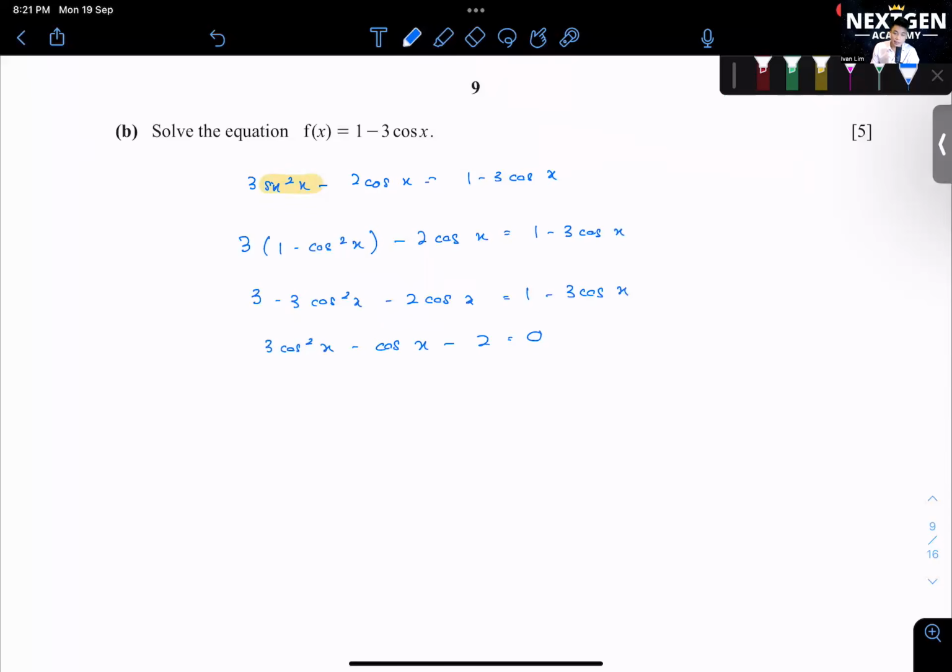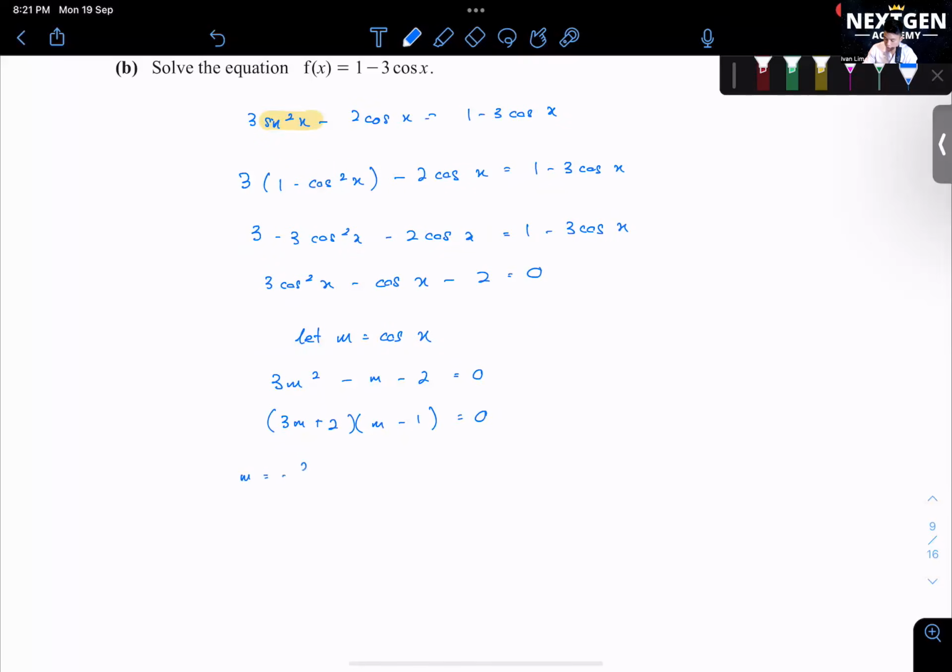All right, so we can use the let method to simplify how to actually solve it. Okay, you can follow this. Let m equals to cos x, so it's easier for you to see. So you get 3m squared minus m minus 2 equals to 0. Okay, you get 3m plus 2, m minus 1 equals to 0. Then after that, go and solve it. m equals to negative 2 over 3, m equals to 1.